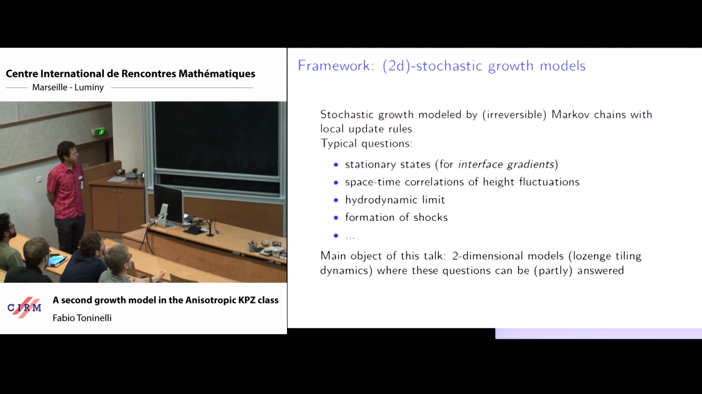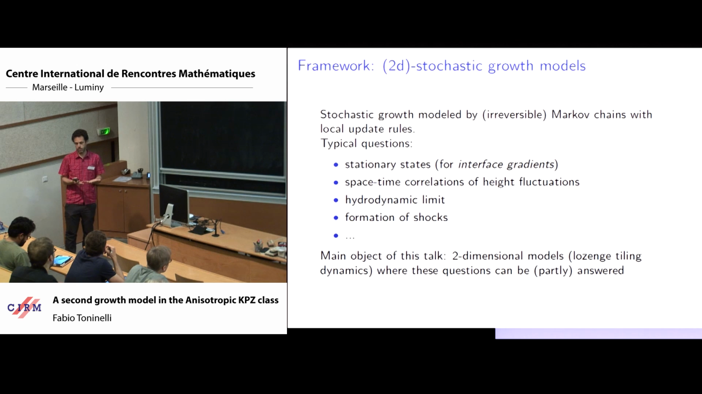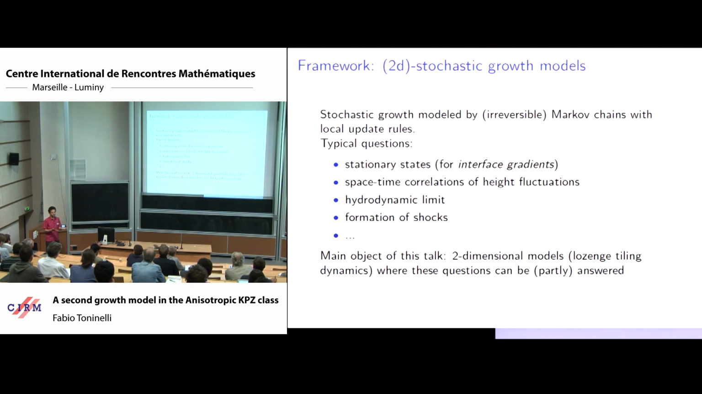And there are, not just for this model, but in this kind of framework, a set of very natural questions to ask. The first one is about invariant states. Of course, since the interface is growing, only the gradients may have an invariant measure, not the interface itself. Then one can ask, maybe I start from this invariant measure and ask about height fluctuations and correlations between them at different space-time points.